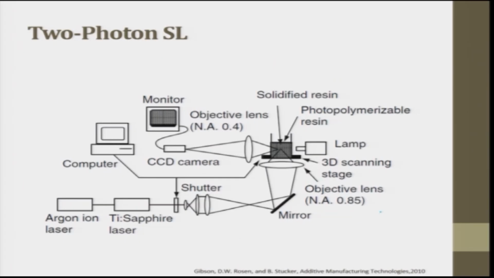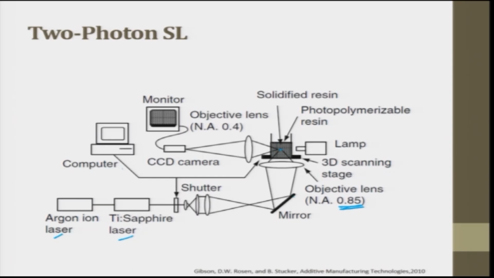So this is how a typical setup looks. You have an argon ion laser, you have a Ti-sapphire laser. The photons are emitted, then you have a shutter, and it hits a mirror. This mirror directs the beam to an objective lens with a numerical aperture of 0.85. From the objective lens, it focuses towards the vat. Then you have a lamp, and a CCD camera to see what is going on in the curing cycle.